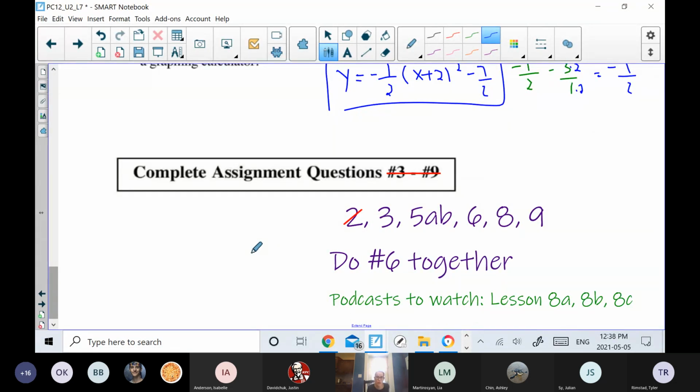So I'll first get you to circle your homework. So I don't want you to actually do question number 2. I want you to do number 3, 5AB, 6, 8, and 9. So get all of that circled.